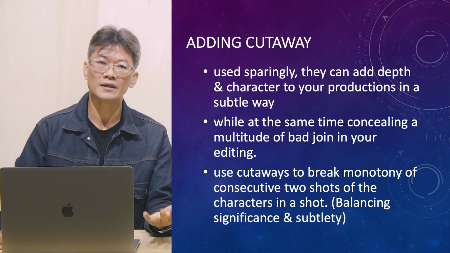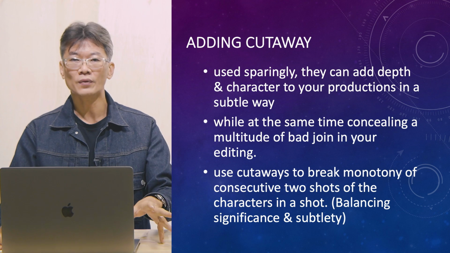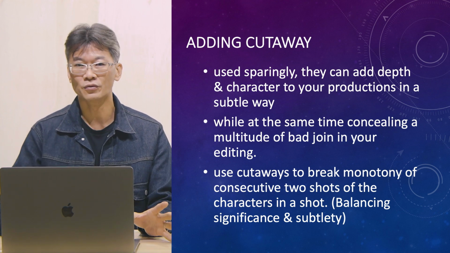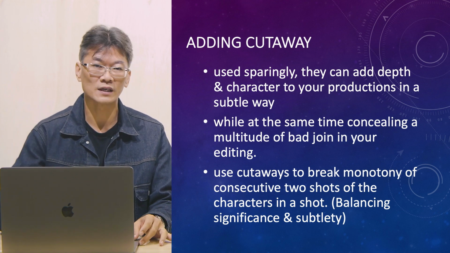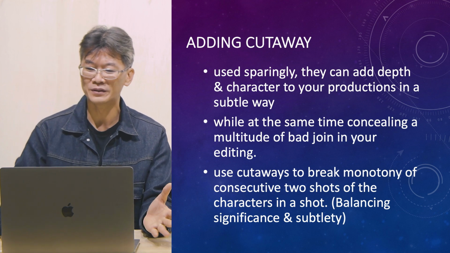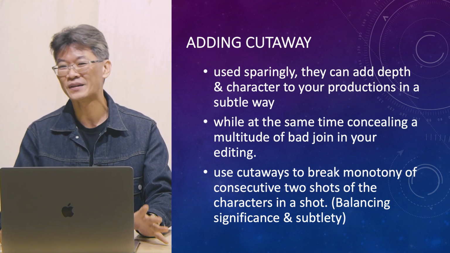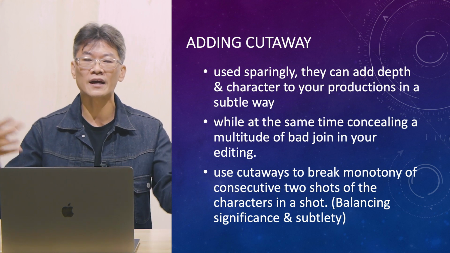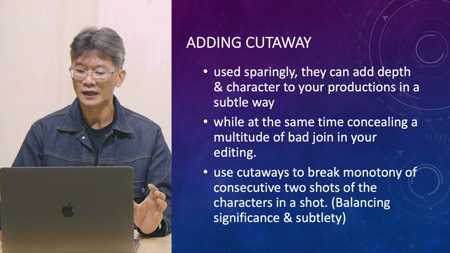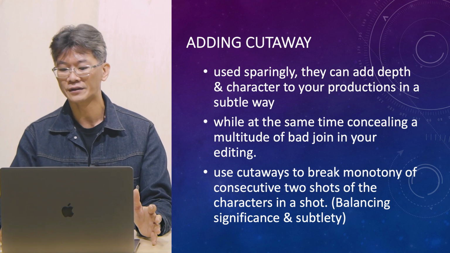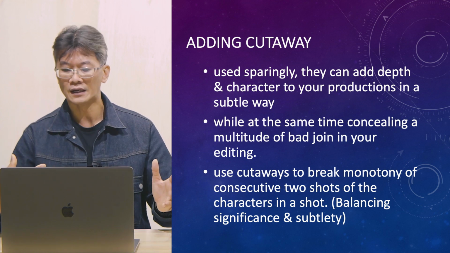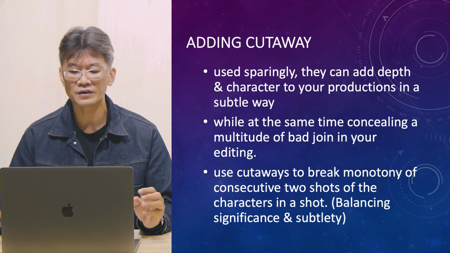Now next one is adding cutaways. Adding cutaways is adding depth and character to your production in a subtle way. Most of them are close-ups. They are being added while at the same time hiding or concealing multiple bad joints in your edit. Sometimes certain joints are not good, so we use other cameras to fill in and add in cutaways. Cutaways will break the monotony of consecutive two shots of the character. So we are adding something subtle to the scene. It balances between the significance of it and the subtlety.